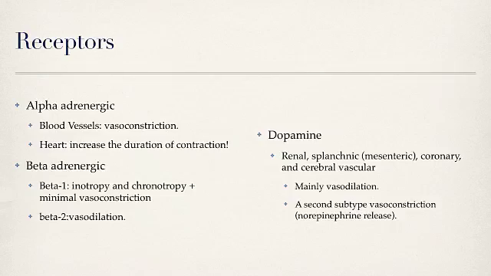Now, if you move to dopamine receptors, they are distributed all over the renal blood vessels, splanchnic, gut, liver, and coronary as well as cerebrovascular vasculature. They mainly, when stimulated, cause vasodilatation. There is a second subtype of dopamine receptors, vasoconstrictor, that cause norepinephrine release, but that's much less important. However, it may be dose dependent.